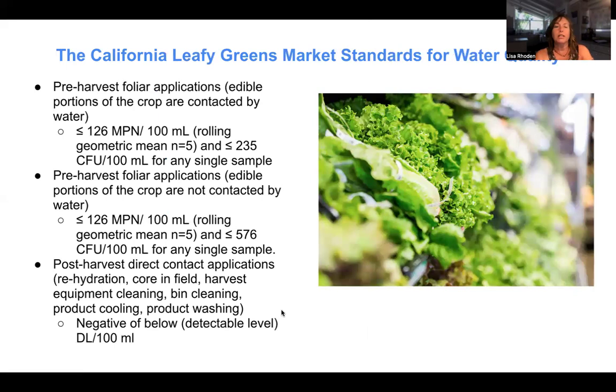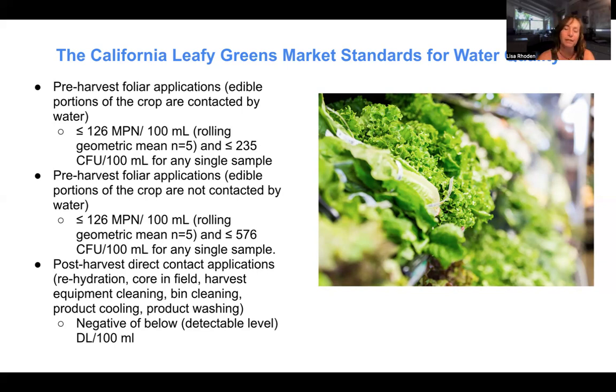Then we want to touch on the California leafy greens market standards. The California leafy greens market standards came out of a really devastating foodborne illness event many years ago now. It's 2025. And so they developed their own set of standards particular to leafy greens. I'm just going to leave this up here for you guys.